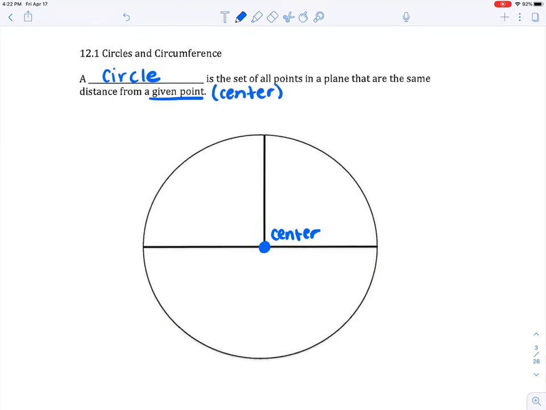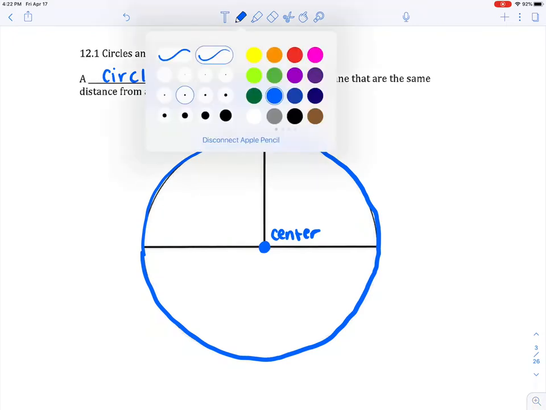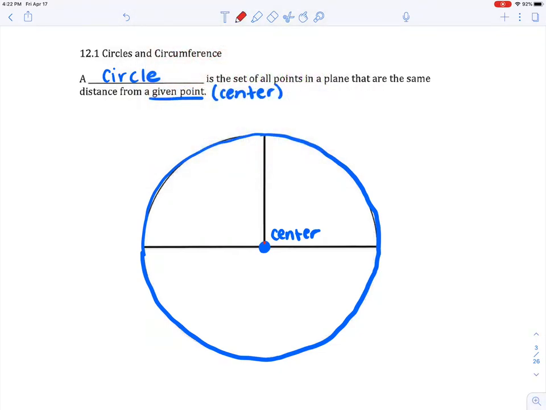So all of these points around the edge of the circle are the exact same distance from that one center point. We call the distance from the center to the outside of the circle the radius. We abbreviate that with the variable r.